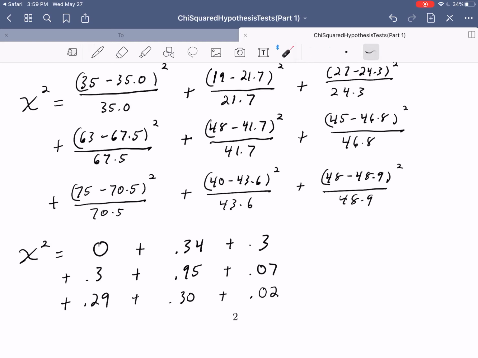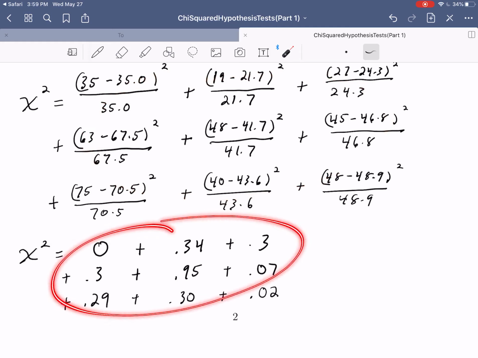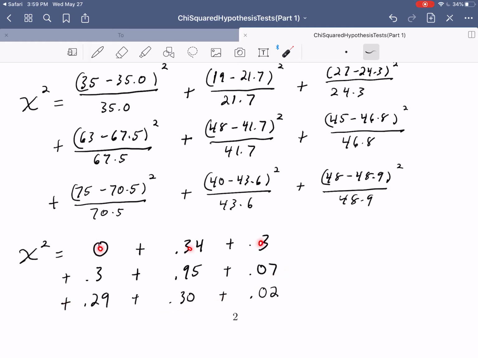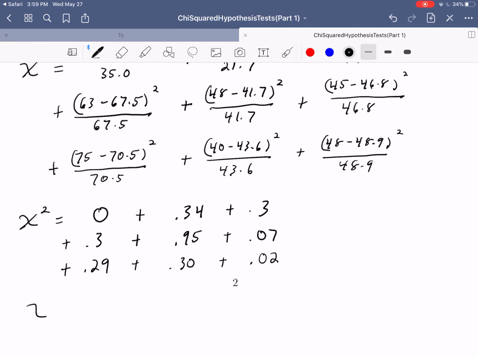So when you are writing this out on your own, you can definitely skip writing all this as long as you're comfortable with the formula. But we will want to see this portion where we show the result of each of those computations. Now we'll go ahead and actually sum all those together and get our chi-squared value. So 0.34 plus 0.3 plus 0.3 plus 0.95 plus 0.07 plus 0.29 plus 0.30 plus 0.02. So we get a chi-squared here of 2.57.